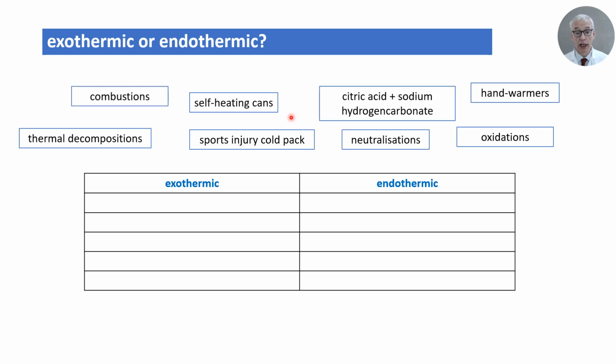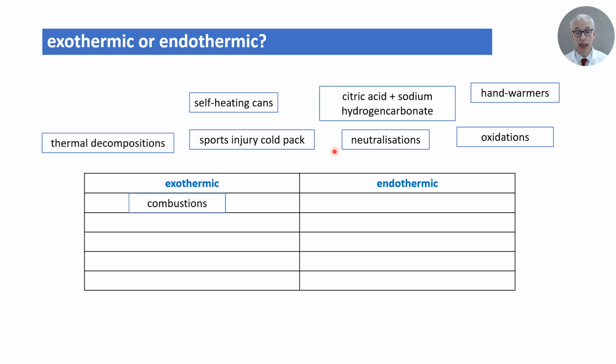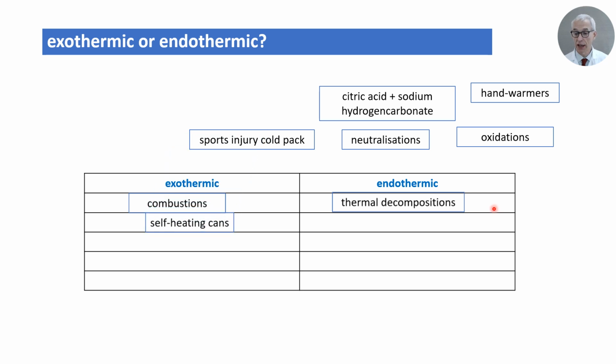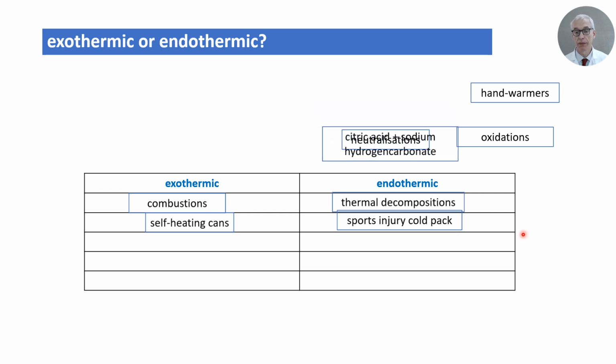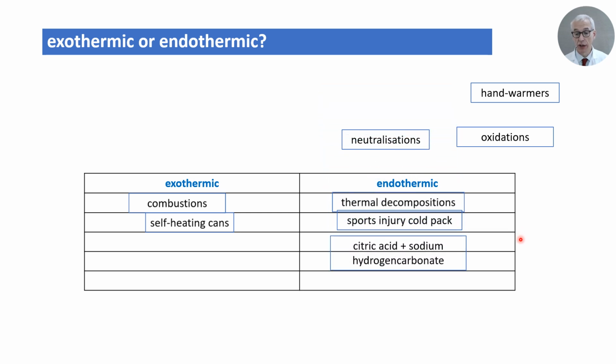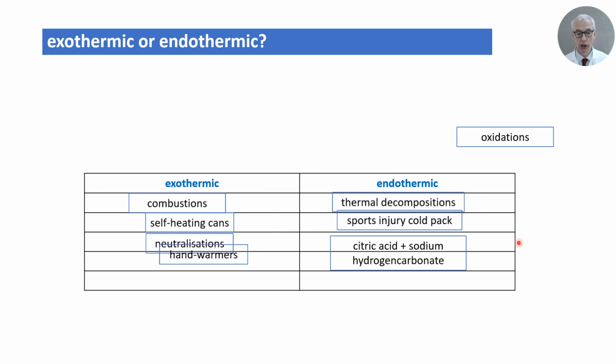Okay, so let's run through these. Combustions are exothermic, of course. Thermal decompositions are endothermic. Self-heating cans have an exothermic reaction within them. Sports injury cold packs again have an endothermic reaction as part of the pack. You may be expected to know that citric acid and sodium hydrogen carbonate react endothermically. Neutralizations are exothermic, and of course, hand warmers involve an exothermic change, as do oxidations.